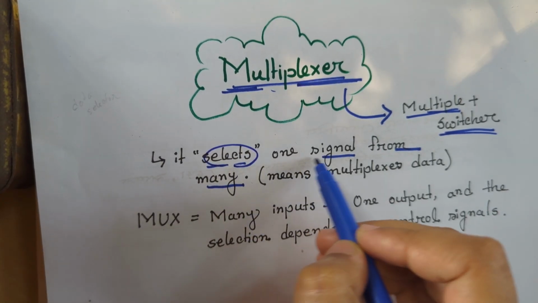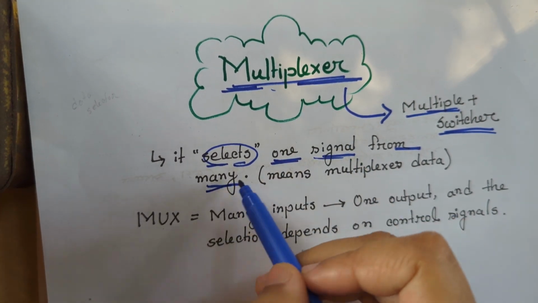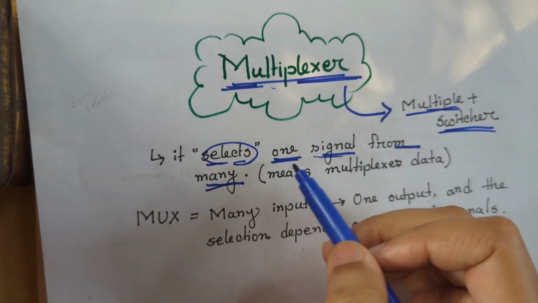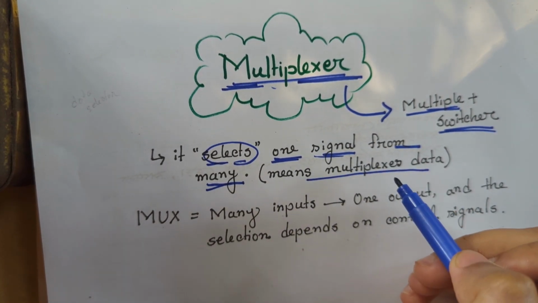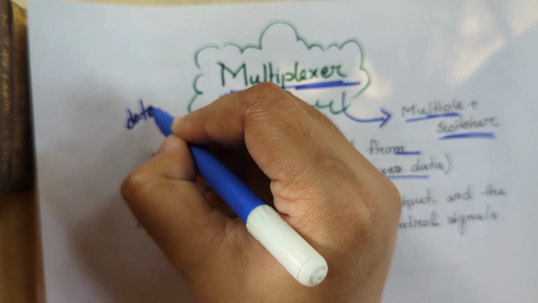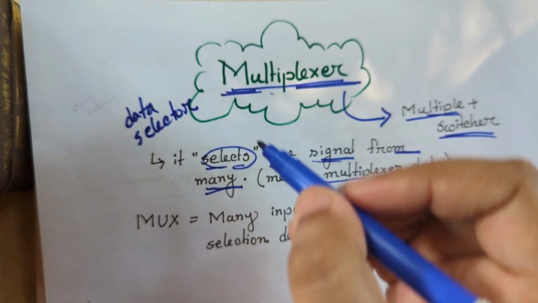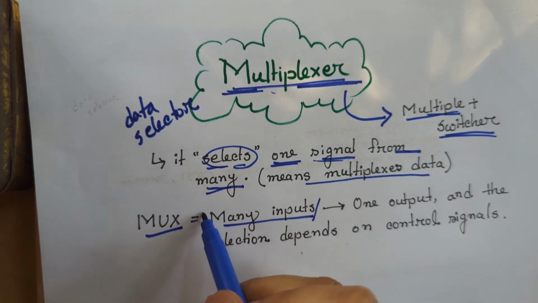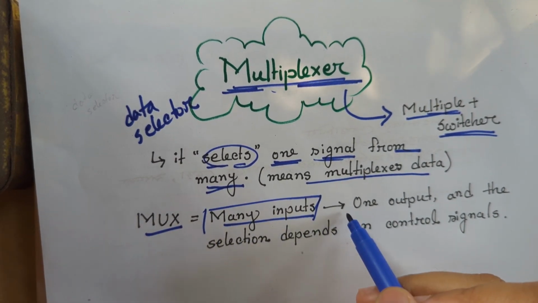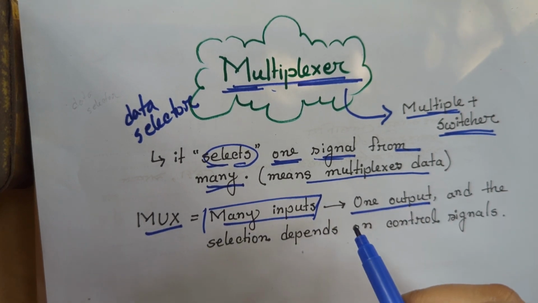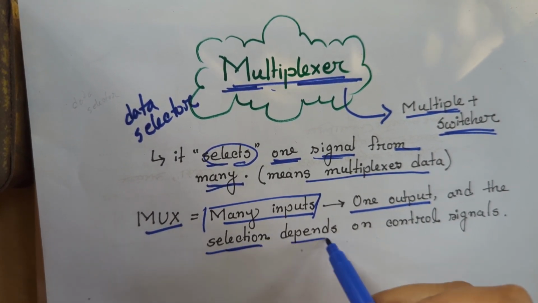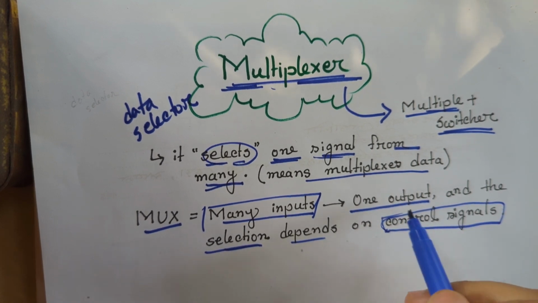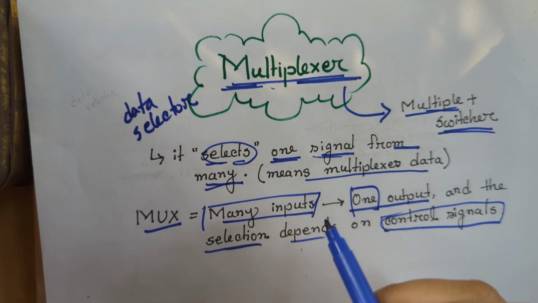It selects one signal from many, means there will be multiple signals and this device will select one signal from those, means it multiplexes the data. It is one kind of data selector as it selects data from many inputs. There will be many inputs and this will take one input and give us one output, and this selection depends on the control signals. There will be some control signals. Depending upon those control signals, this device will give us one single output.